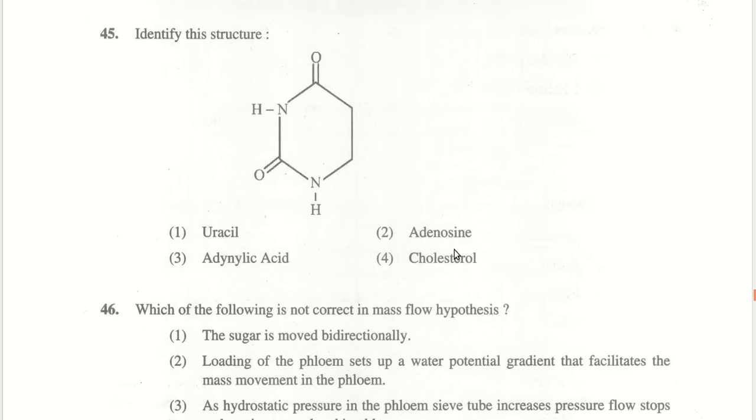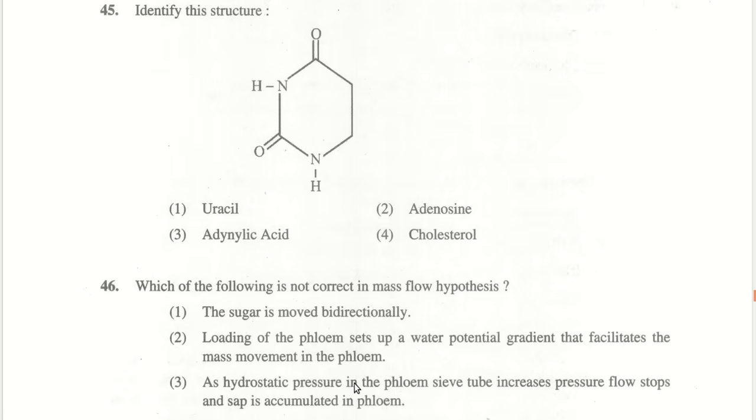46th, which of the following is not correct in mass flow hypothesis? The sugar is moved bidirectionally, it is a correct statement. Loading of the phloem sets up a water potential gradient that facilitates the mass movement in the phloem, that is also a correct statement. As hydrostatic pressure in the phloem sieve tube increases, pressure flow stops and sap is accumulated in phloem. This is the wrong statement that has been given.